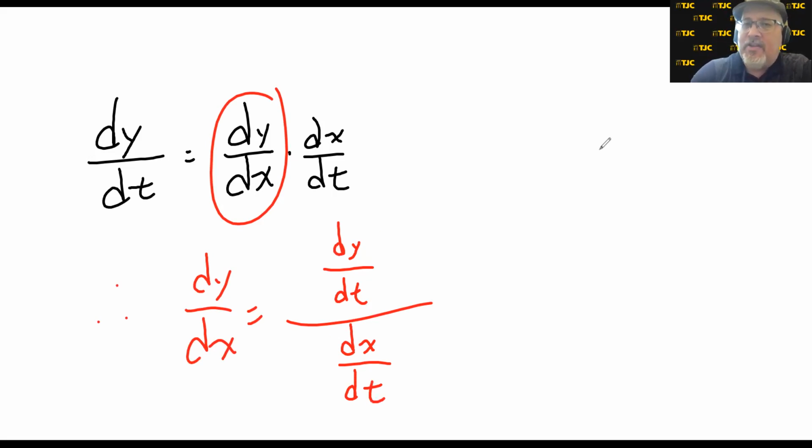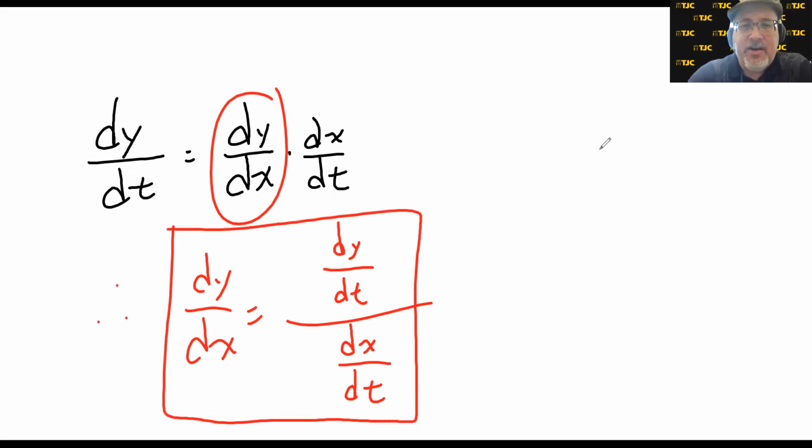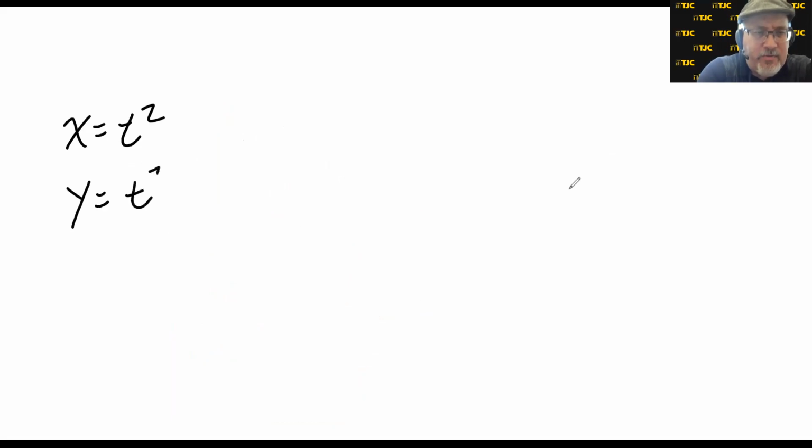So this is the formula that you need to know for calculating the slope of the tangent line when your equation is defined parametrically: dy/dx equals dy/dt over dx/dt. Let's figure out what that is for our current curve, which has x equals t squared, y equals t cubed minus 3t.